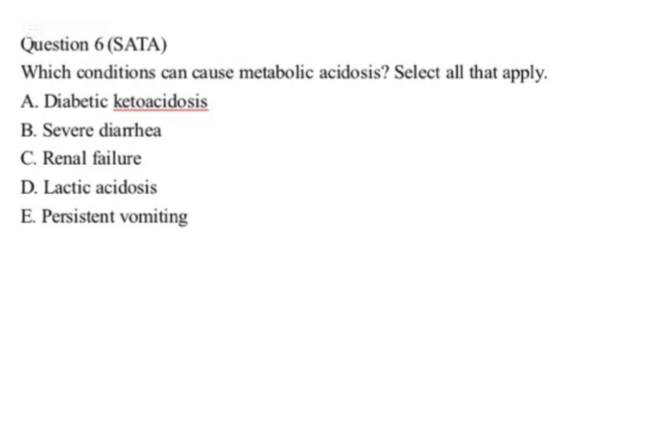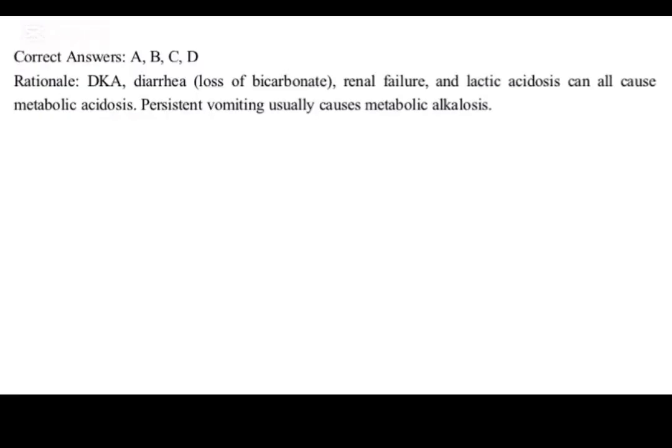Question 6, SATA. Which conditions can cause metabolic acidosis? Select all that apply. A. Diabetic ketoacidosis. B. Severe diarrhea. C. Renal failure. D. Lactic acidosis. E. Persistent vomiting. Correct answers, A, B, C, D. Rationale: DKA, diarrhea, loss of bicarbonate, renal failure, and lactic acidosis can all cause metabolic acidosis. Persistent vomiting usually causes metabolic alkalosis.